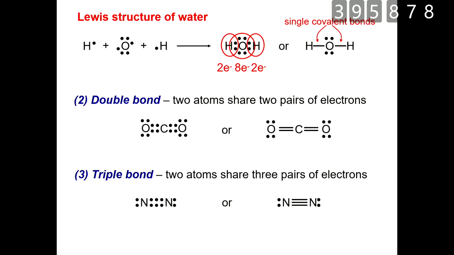So it is stable. In this case, for these 2 electrons, we can use a short line. So here we can say there are 2 single covalent bonds. Besides these 2 single covalent bonds, the oxygen still has 2 lone pairs of electrons. Okay, so in this case, it only has single covalent bonds.